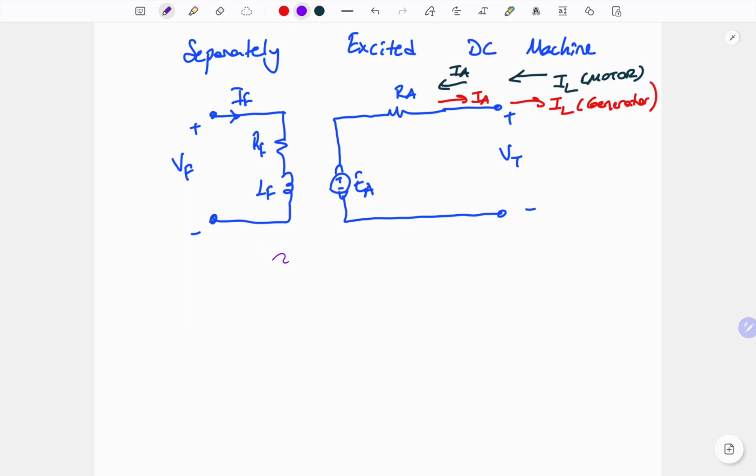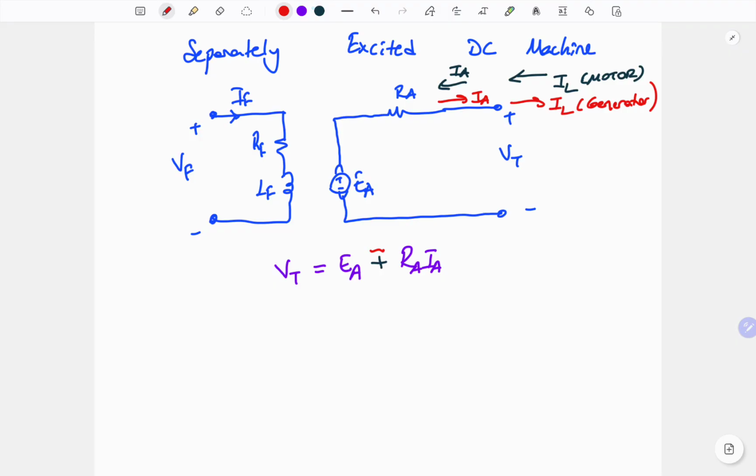When we examine the equations, for the right part, the armature side, Kirchhoff's voltage law can be written as VT and the other two components will be EA and RaIa. For the motor operation, the sign between these parameters must be plus, while for the generator operation, the sign must be minus, because EA will be the main supply during the generator operation.